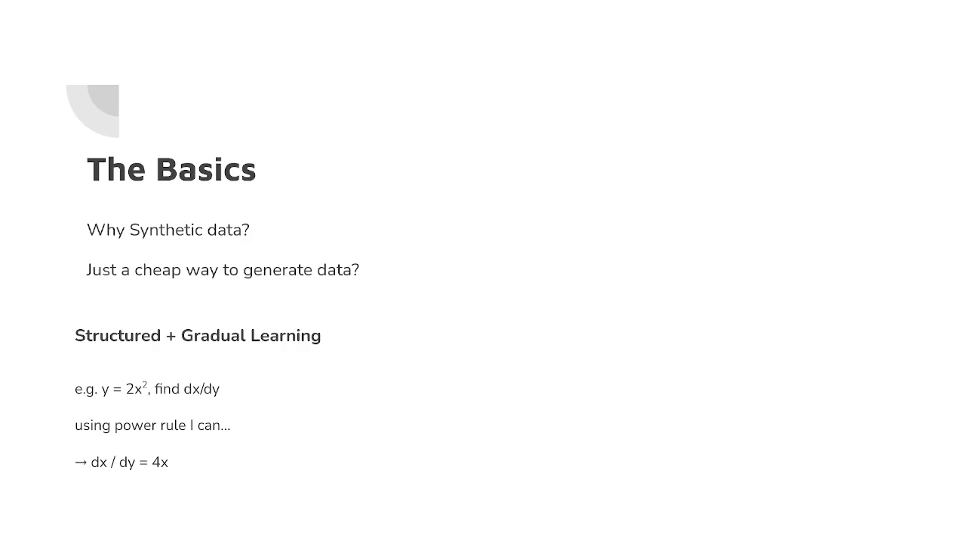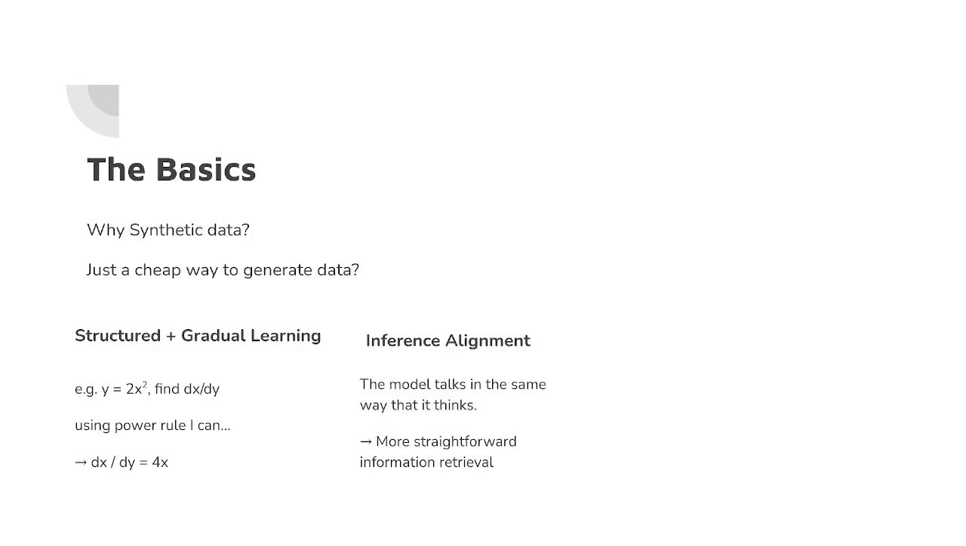So step 1, step 2, step 3. Maybe on Stack Overflow, for example, you might get the answer first, the reasoning later, something about their mom later. Anyway, it's hard to follow, but they use language models to do this structuring. Another advantage they said that they used was inference alignment. So basically, this just means they want the model to talk in the same way that it thinks.